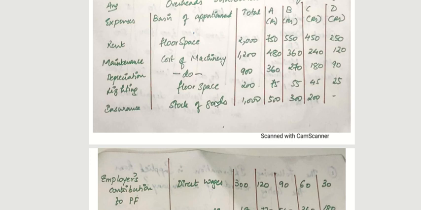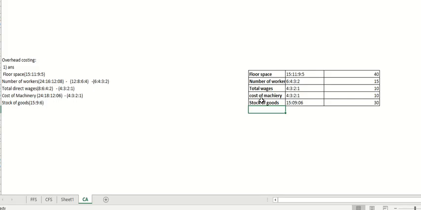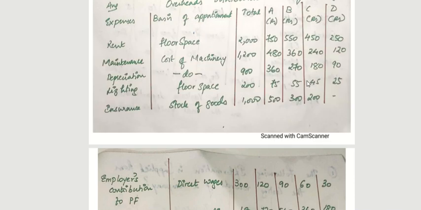Lighting based on floor space. So 200 will be apportioned based on floor space. So floor space ratio is 15:11:9:5. So which is 75:55:45:25. Your amounts. So insurance based on stock of goods.